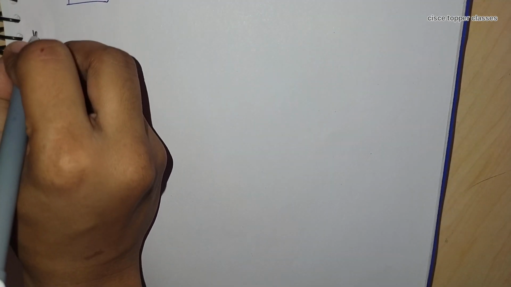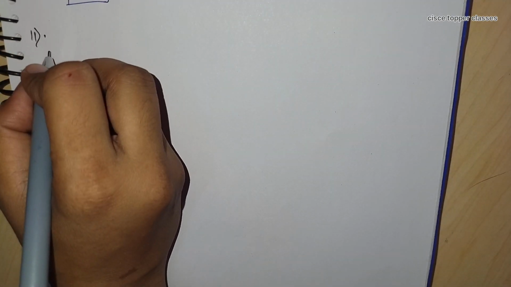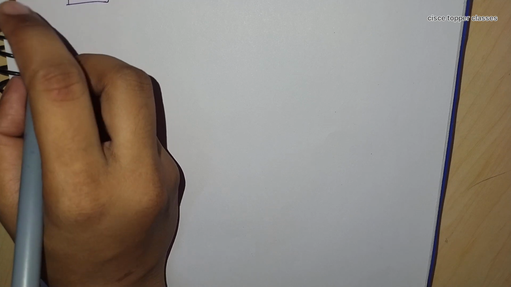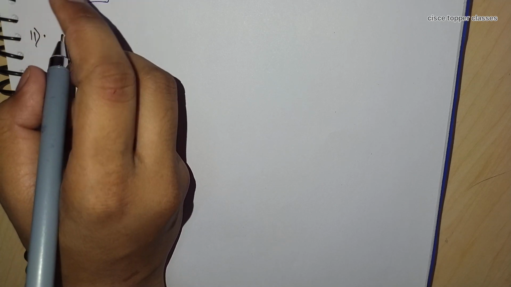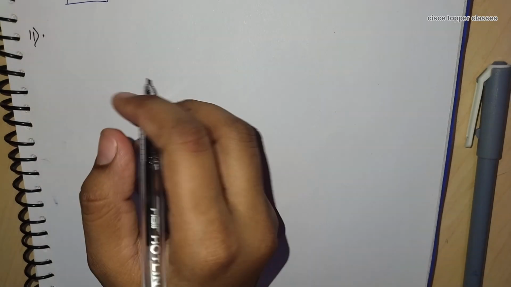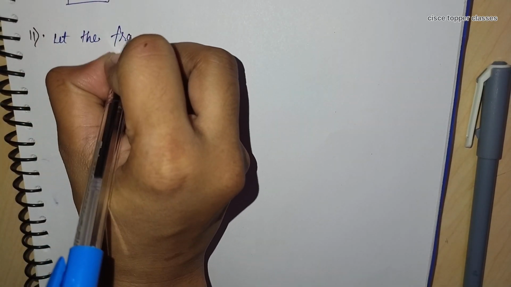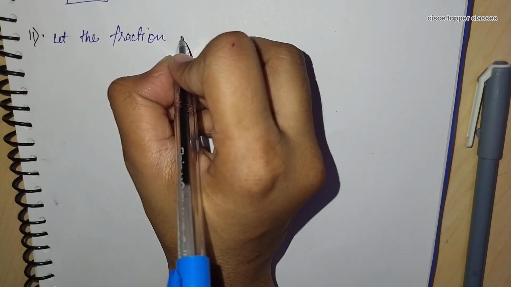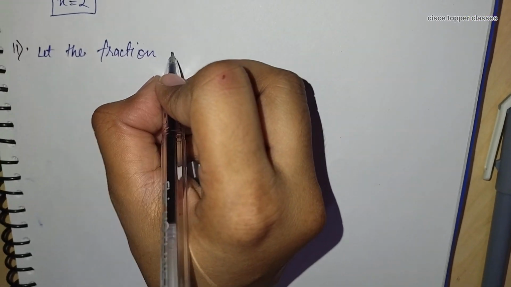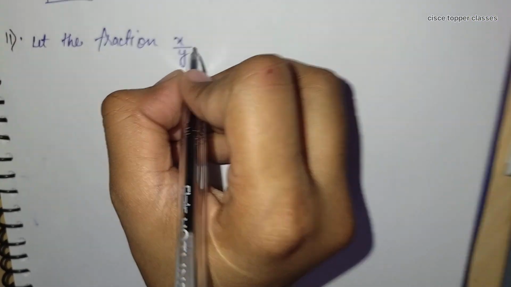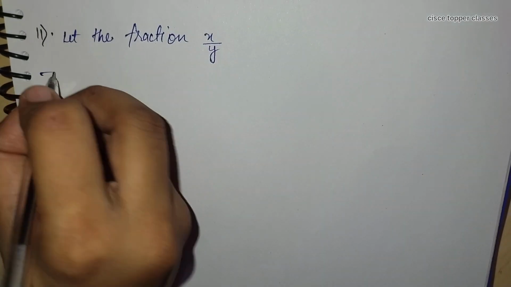Here we are going to solve the 11th question. The 11th question says that if the numerator of a certain fraction is increased by 2 and the denominator by 1, the fraction becomes equal to 5 by 8. And if the numerator and denominator are each diminished by 1, the fraction becomes equal to 1 by 2. We have to find the fraction. Let the fraction here be x upon y. So let it be x and y. So here it is x and y only.